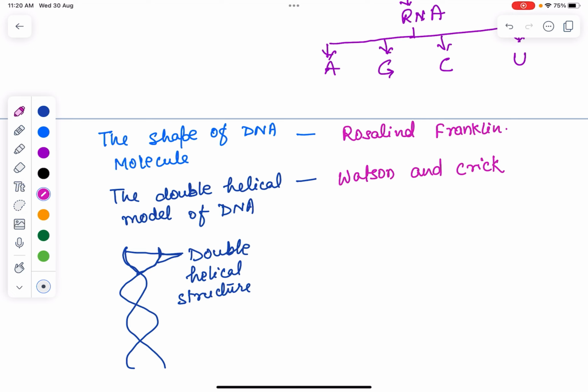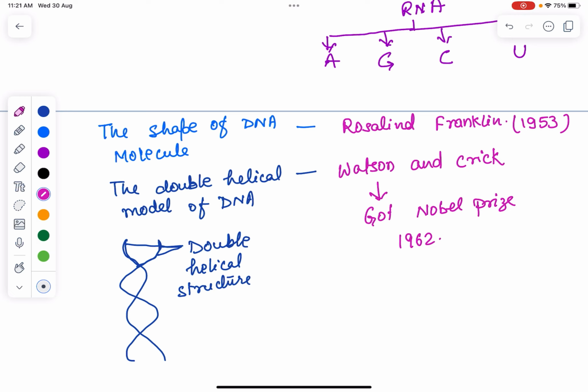The shape of the DNA molecule was given by Rosalind Franklin in the year 1953, and the double helix model was given by Watson and Crick, and they got the Nobel Prize in the year 1962. The phosphate backbone is a portion of the DNA double helix that provides structural support to the molecule, a chemical compound made up of 1 phosphate and 4 oxygen atoms.